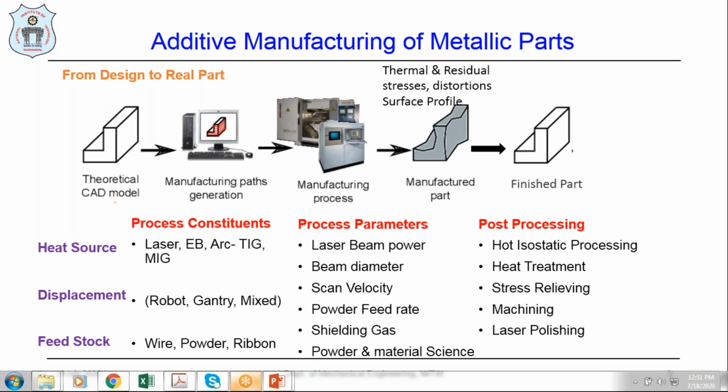That is the process parameter. And the post processing are the hot isostatic processing, or the heat treatment process, or the stress relieving, or some machining or laser polishing process. This is the overall view of the additive manufacturing of metallic powder parts.